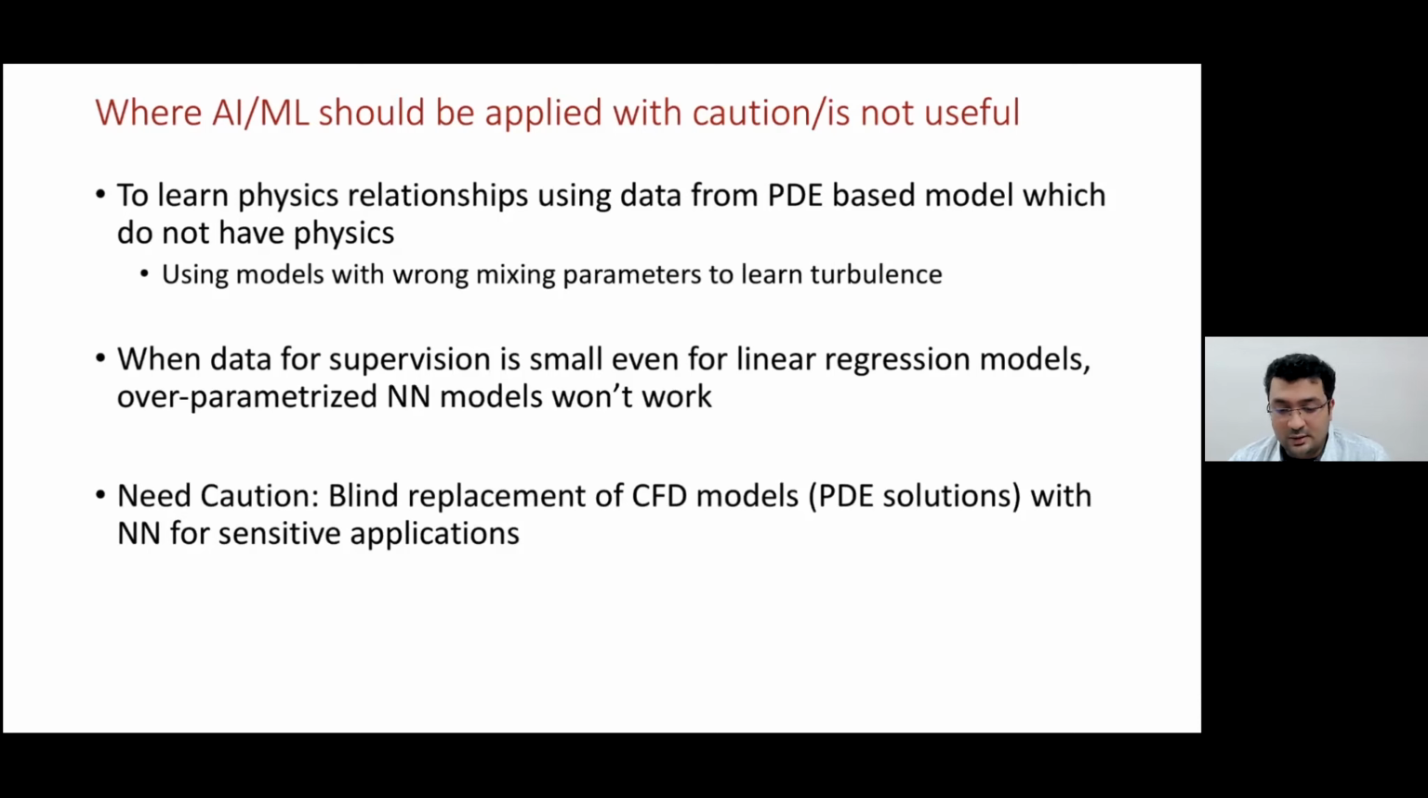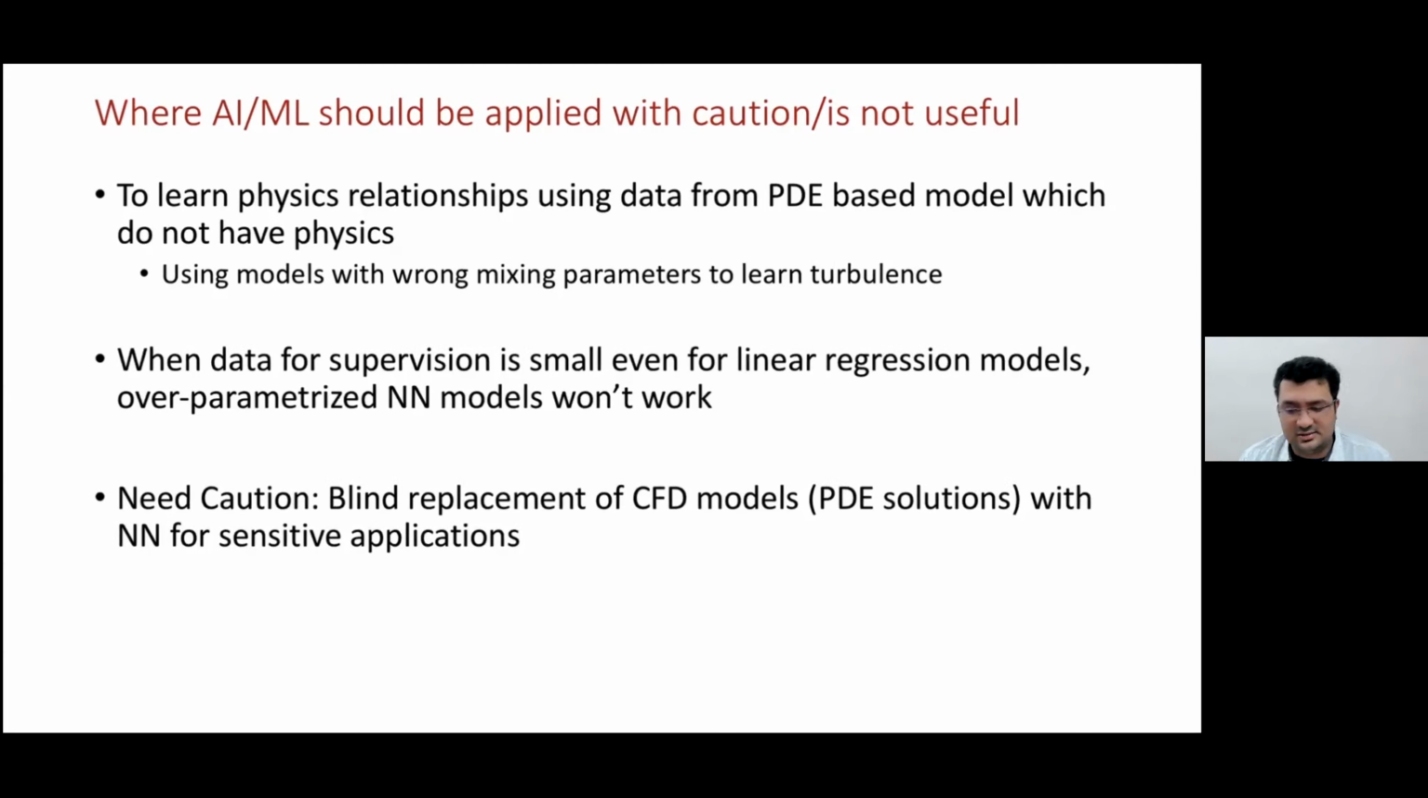And there needs to be tremendous caution in blind replacement of CFD models, that is PDE solutions, with neural networks for sensitive applications. So if you really want to get the temperature extremely accurate, and you want to replace a CFD model with PDE solutions, I would be very, very scared to do that. So treat it like biomedical applications, and you will be fine.